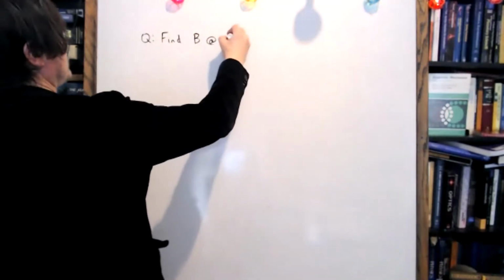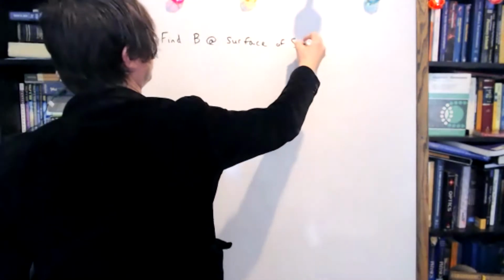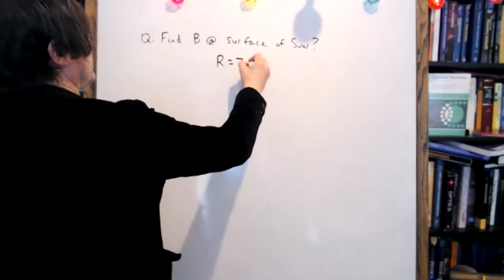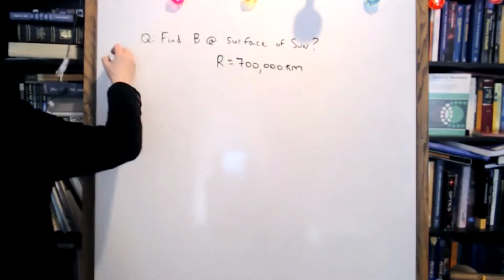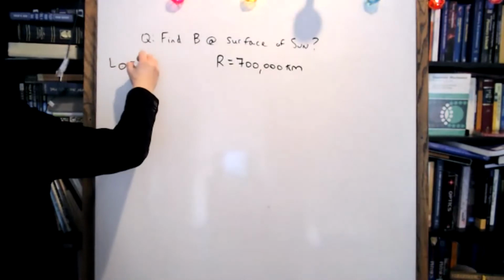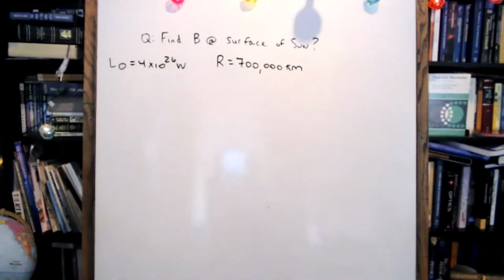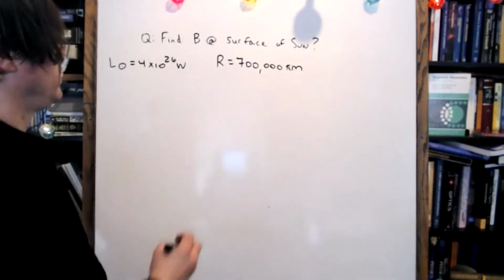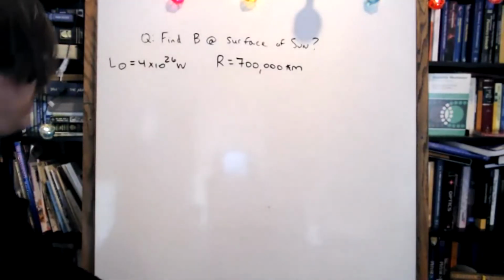Find the brightness at the surface of the sun. The sun has a radius of 700,000 kilometers. The sun has a luminosity of 4 times 10 to the 26 watts. Okay, what do I do? Which formula do I choose?